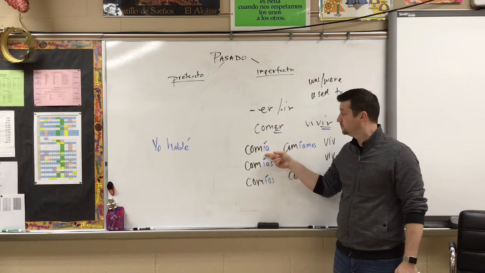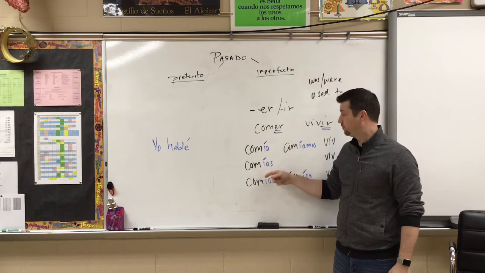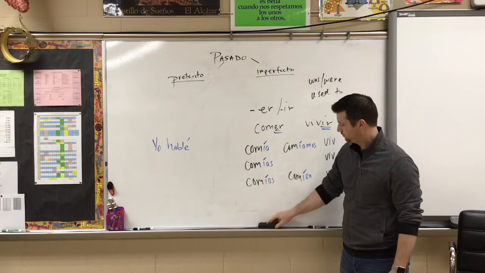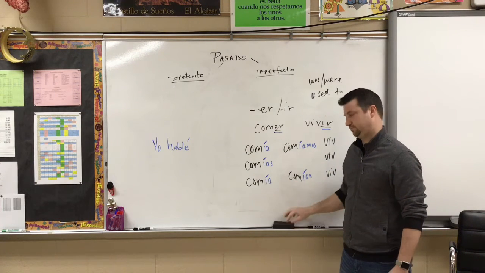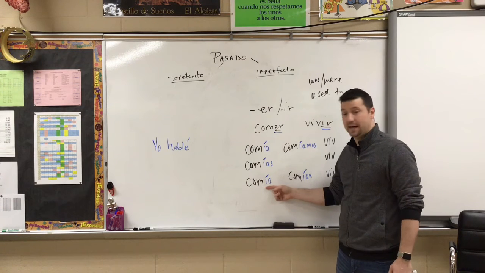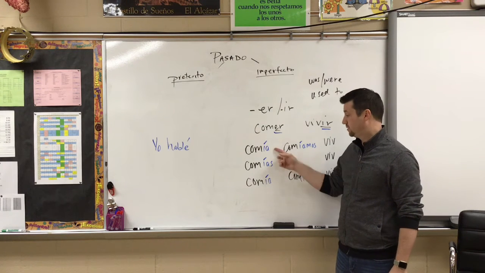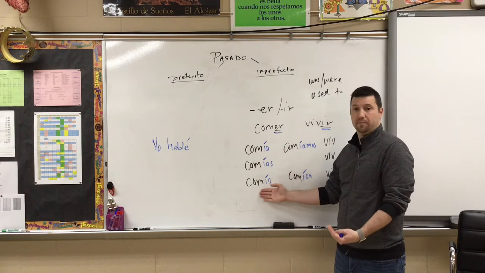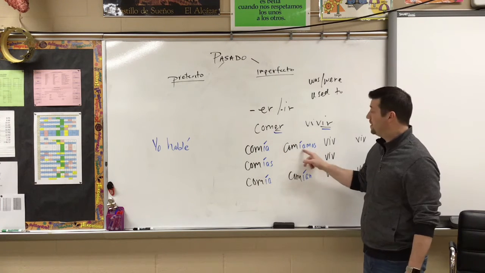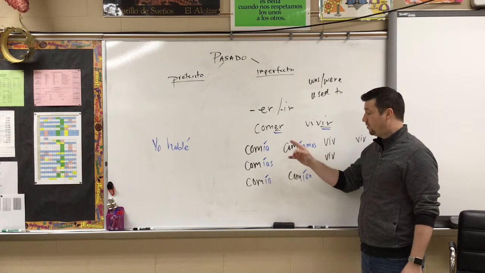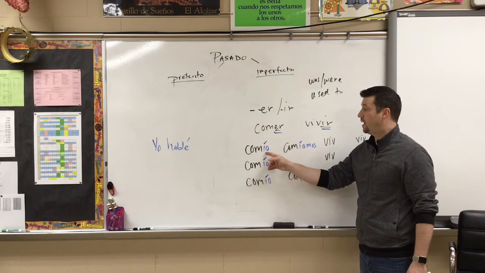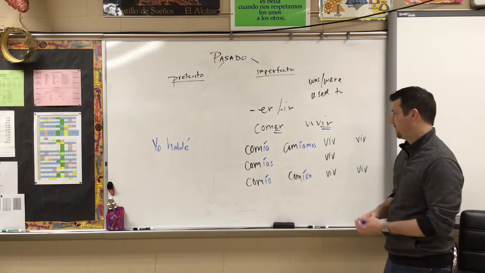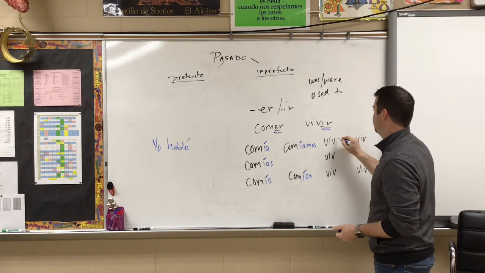Comía, ía, con acento. Comías, ías, con acento. I make mistakes too. Otra vez. Yo comía, él comía, Juan comía, comíamos, comían. Every single one of these starts with an I and it has an accent, so it's an easy way to remember. Okay. Now, these are exactly the same.